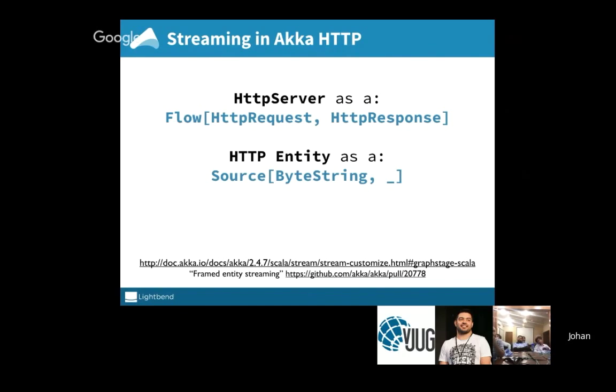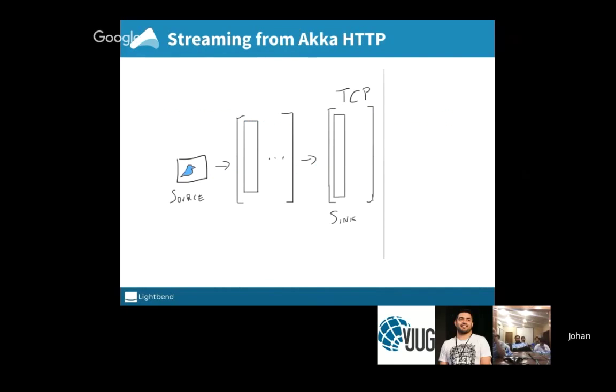The body of a request that comes in is a source of ByteString. So the actual bytes of the request are streamed. This might seem complicated the first time you see it, but it has some really cool implications, or it makes some really cool things possible. This is what we're going to try to demo in the last sample, but I'm going to try to give you an overview of it first.